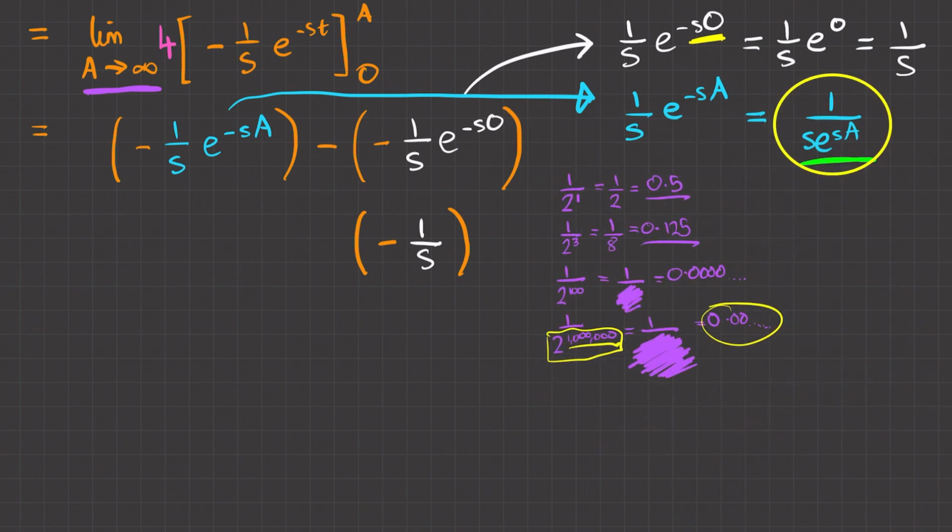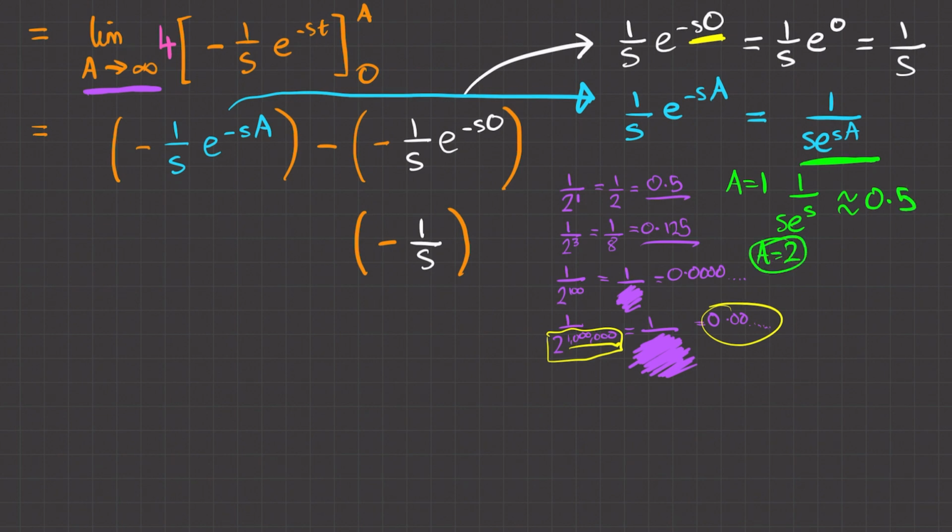If we apply that to this expression now, so if we say a equals 1, we're going to have 1 over s e to the s. If we say s is also equal to 1 in this instance, we're going to have approximately 0.5. If we have a equals 2, we're going to have 1 over s e to the 2s. So if s was still equal to 1, we're going to have an even smaller number, about 0.1 roughly, because the power the exponential is being taken to is increased, so we've got e to the power of 2s, 3s, 4s, 5s. So this denominator is increasing each time.